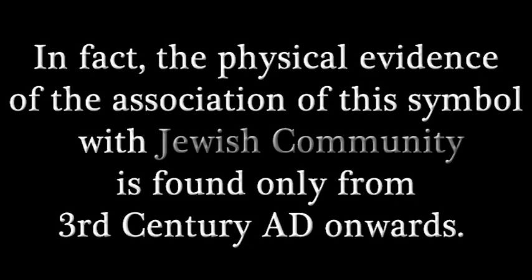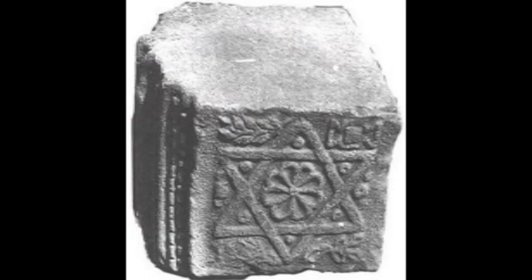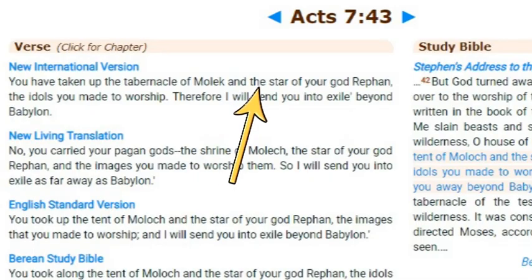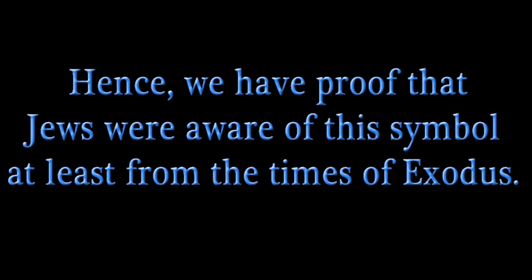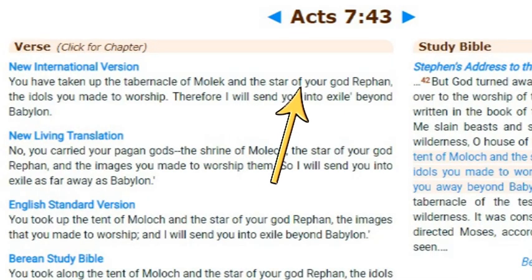In fact, the physical evidence of the association of this symbol with the Jewish community is found only from 3rd century AD onwards. A stone bearing the Star of David found in a synagogue in Galilee dates back to the 3rd century. However, reference to this star is found from the Acts of the Apostles of Jesus' times and the exodus of Jews from Egypt. Hence, we have proof that Jews were aware of this symbol at least from the times of Exodus. According to it, this star was associated with one god called Rappan. We shall come back to this fact later.